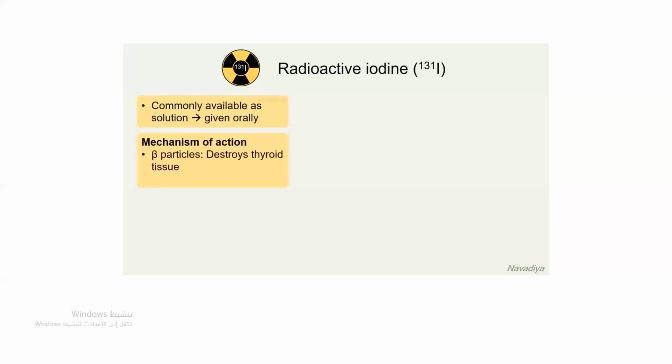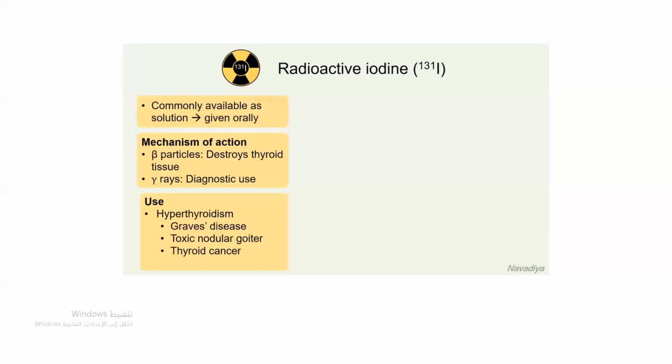Mechanism of action includes emission of beta particles, which destroy thyroid tissue, and gamma rays, which are used for diagnostic purposes. Uses are hyperthyroidism like Graves' disease, toxic nodular goiter, and thyroid cancer. And it is also used for diagnostic purposes.